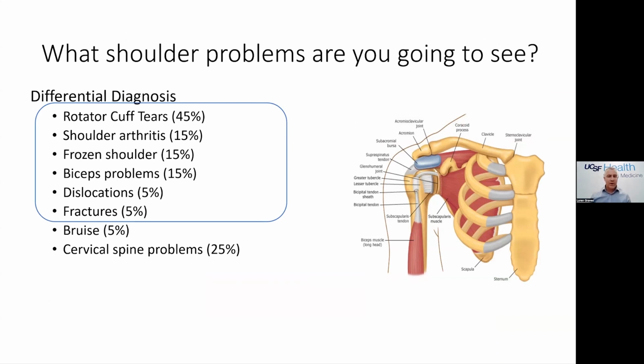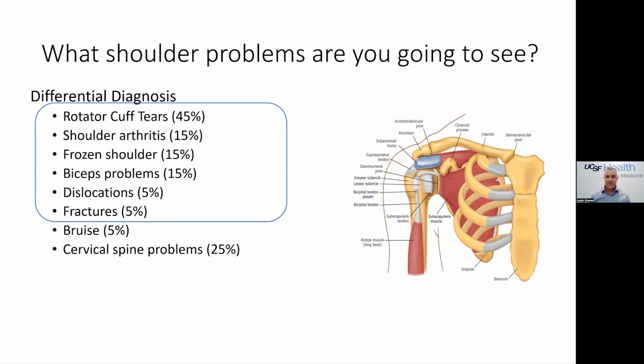So when we look at what problems we see in clinic, in looking at over the last year in our clinics, this is the most common differential diagnoses that we see. About 45% of shoulder problems encompass rotator cuff tears, whether that's impingement, partial thickness, or full thickness tears. About 15% in our clinic is shoulder arthritis. About 15% is frozen shoulder. That's actually increased with COVID. We'll talk about that a little bit.